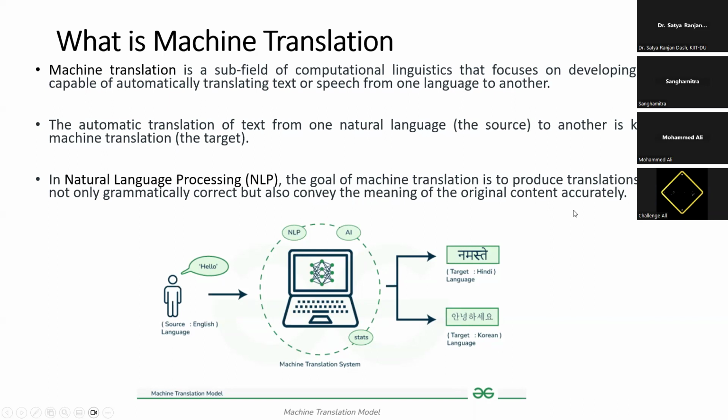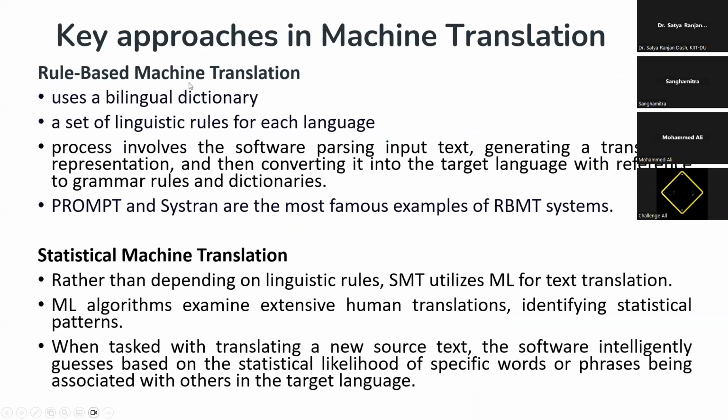Some of the main approaches to machine translation: we have rule-based machine translation, which uses a bilingual dictionary and a set of linguistic rules for each language to translate text in the source language to text in the target language. Prompt and Systran are examples of rule-based machine translation systems.